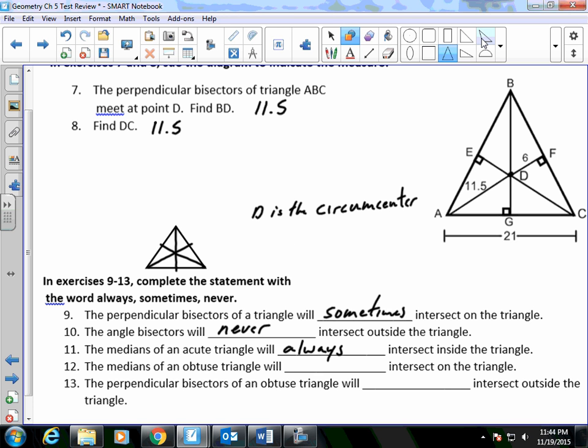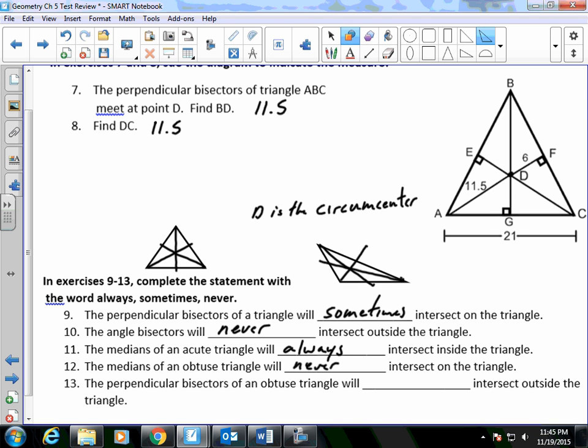12, the medians of an obtuse triangle will sometimes, always, or never intersect on the triangle. So with an obtuse triangle, we do the medians there. Once again, that's from the vertex to the midpoint of the opposite side, like that. And notice that this is inside the triangle even with an obtuse triangle. So it's not going to be on the triangle. So that's going to be never.